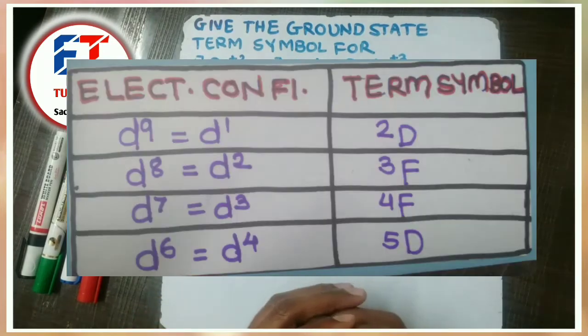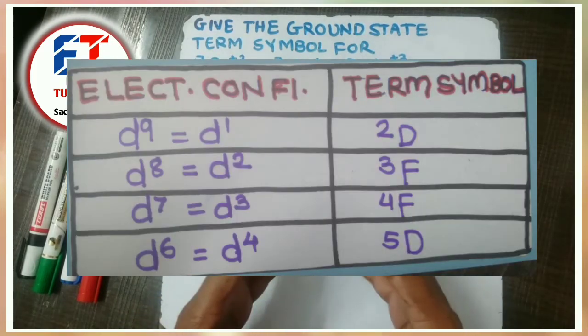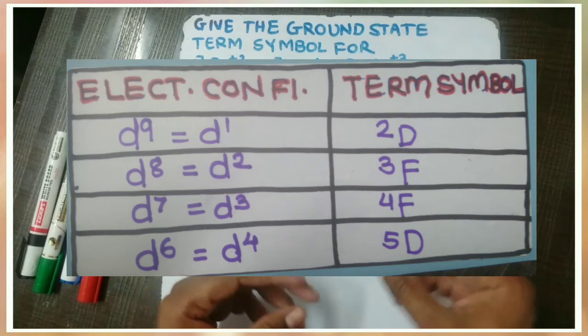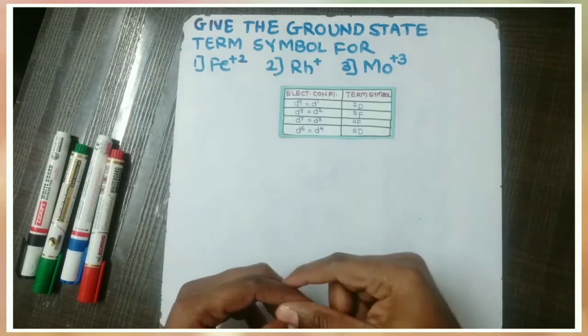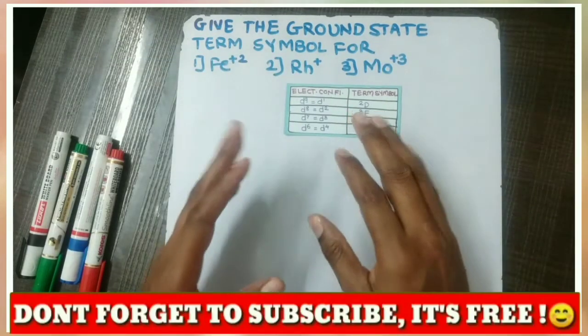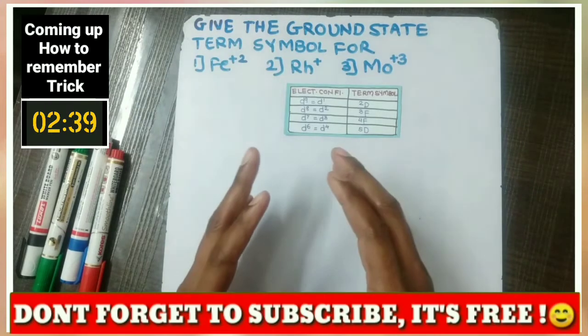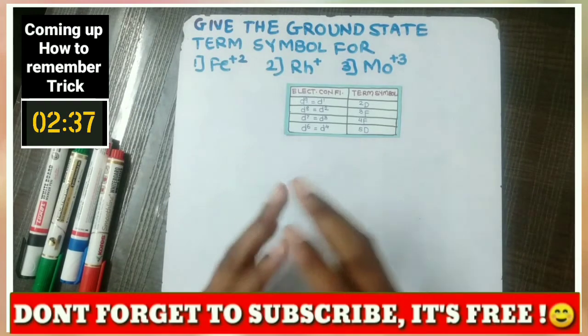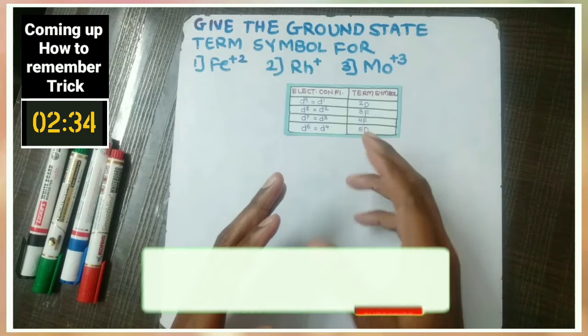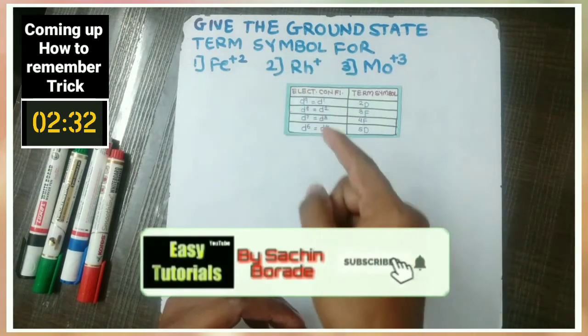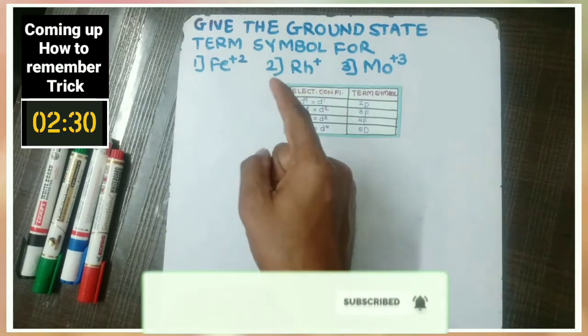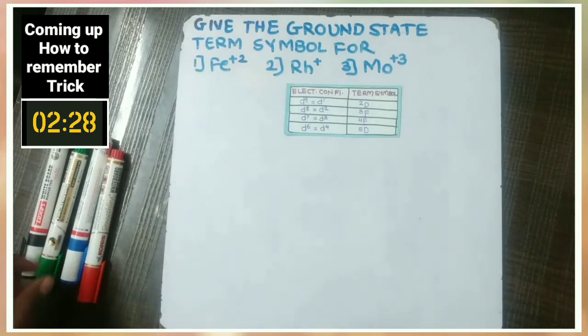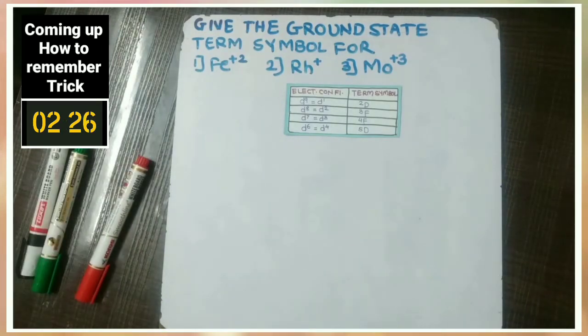This is the trick with the help of which you can easily determine the term symbol. At the end of the video, I will tell you how to remember this trick. But first I will tell you how to use this trick in order to predict the ground state term symbol for given species. Let's start with Fe+2.